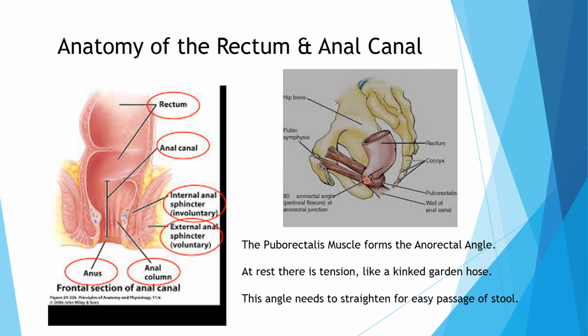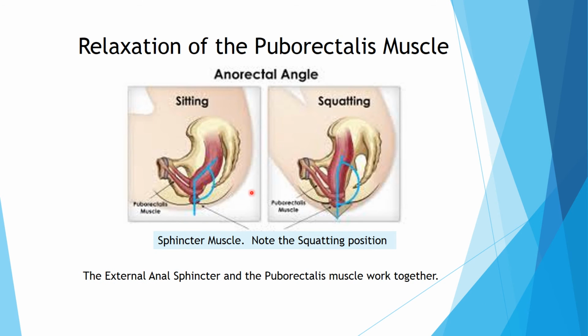Because if you recall, kind of where my pointer is here, these muscles link together, the puborectalis and the external sphincter muscle. So as the external sphincter muscle begins to relax, this puborectalis muscle you see here also begins to lengthen and relax. And in doing so, that anorectal angle that you see here begins to widen. And as it widens, there's a straightening that occurs between the rectum and the anal canal, making it easier for you to pass stool.